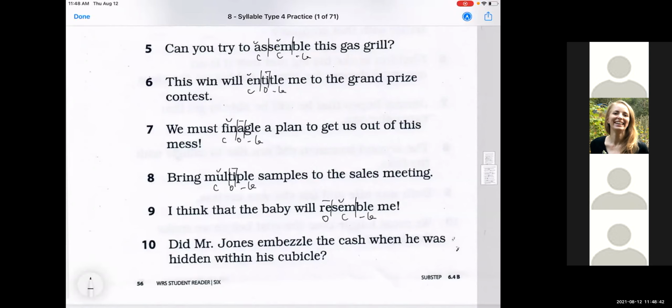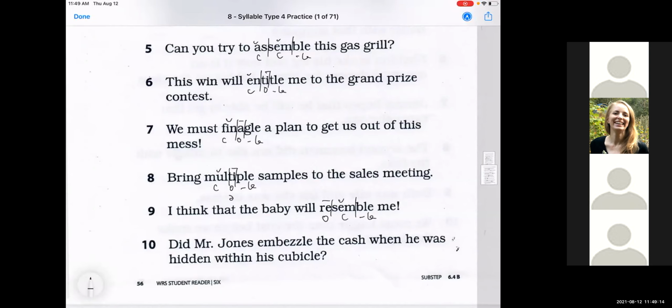Have you seen number 8? Multiple. The I is a schwa sound. Multiple. Yeah, very good catch, Diba. Multiple. Okay, thank you. What about the next word in that sentence?